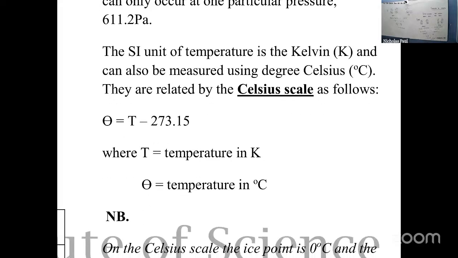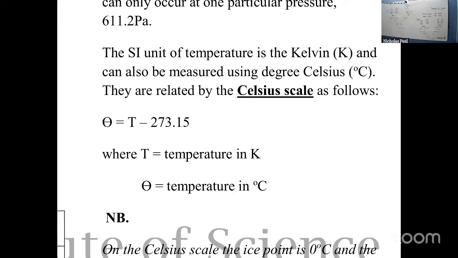Right, so make a note that we would be using 273.15 from now on for any conversion.